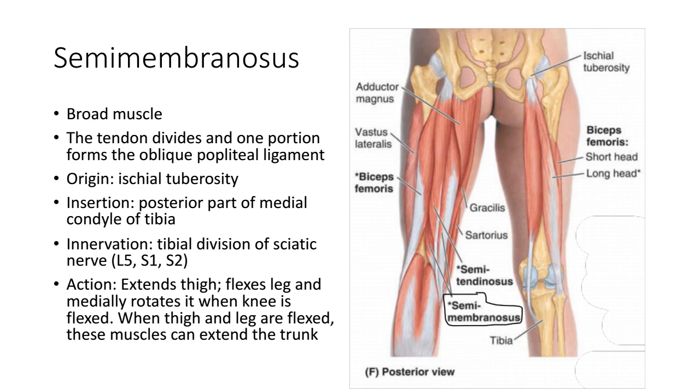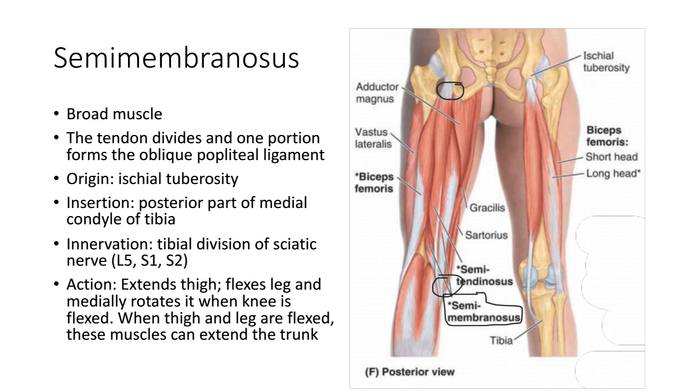It's a broad muscle, so you can see it on either side of the semitendinosus tendon. The tendon of the semimembranosus muscle divides, and one portion of the division forms the oblique popliteal ligament. The origin of this semimembranosus muscle is the ischial tuberosity, and the insertion is the posterior part of the medial condyle of the tibia. It's innervated by the tibial division of the sciatic nerve, just like the semitendinosus.